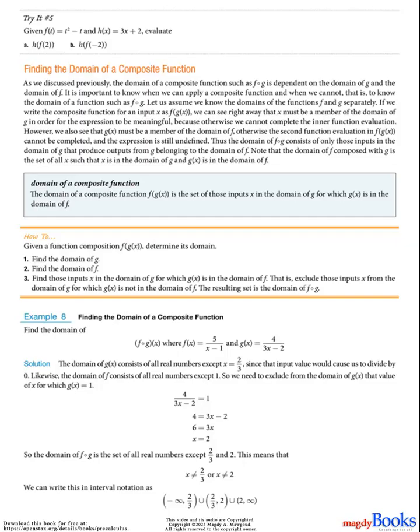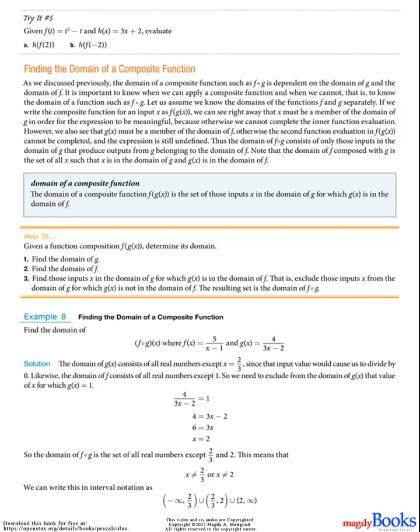Example 8. Finding the domain of a composite function. Find the domain of f composed with g at x, where f of x equals 5 over x minus 1, and g of x equals 4 over 3x minus 2. Solution. The domain of g of x consists of all real numbers, except x equals 2/3, since that input value would cause us to divide by 0.